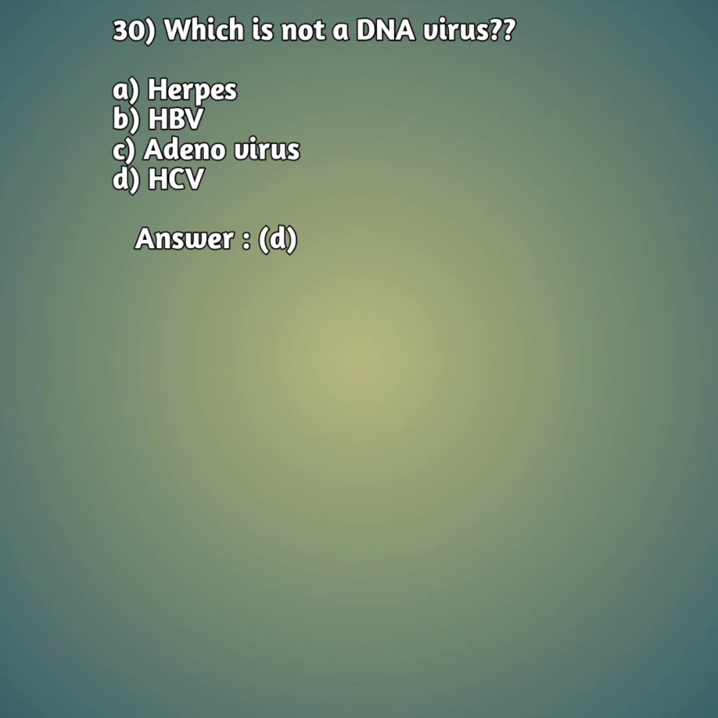Option A, herpes. Option B, HBV, that is hepatitis B virus. Option C, adenovirus. Option D, HCV, that is hepatitis C virus. So your right answer is answer D, that is HCV. Hepatitis C virus is not a DNA virus.